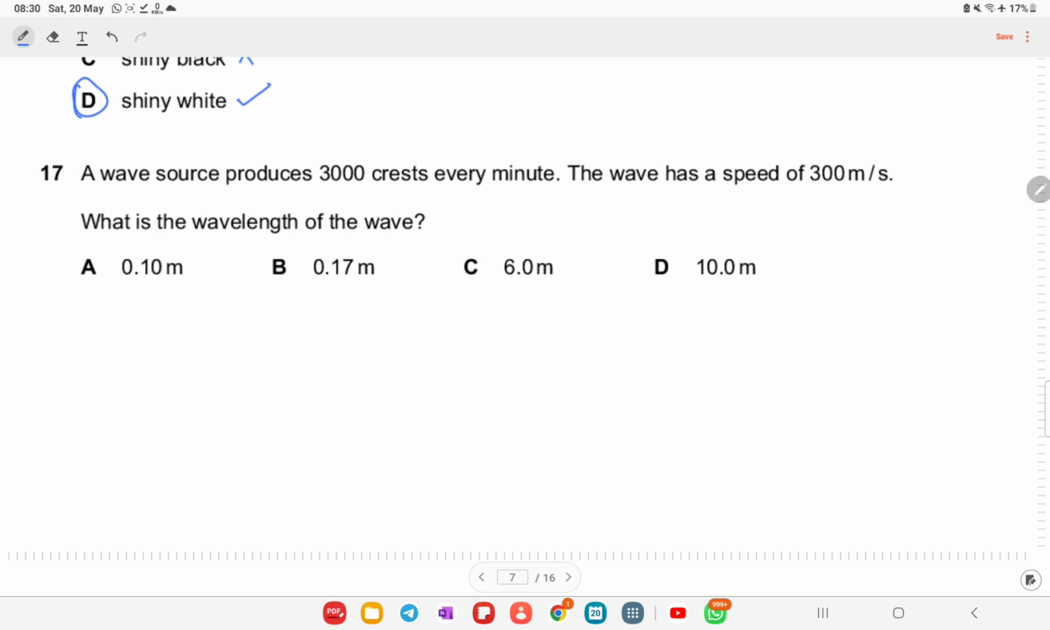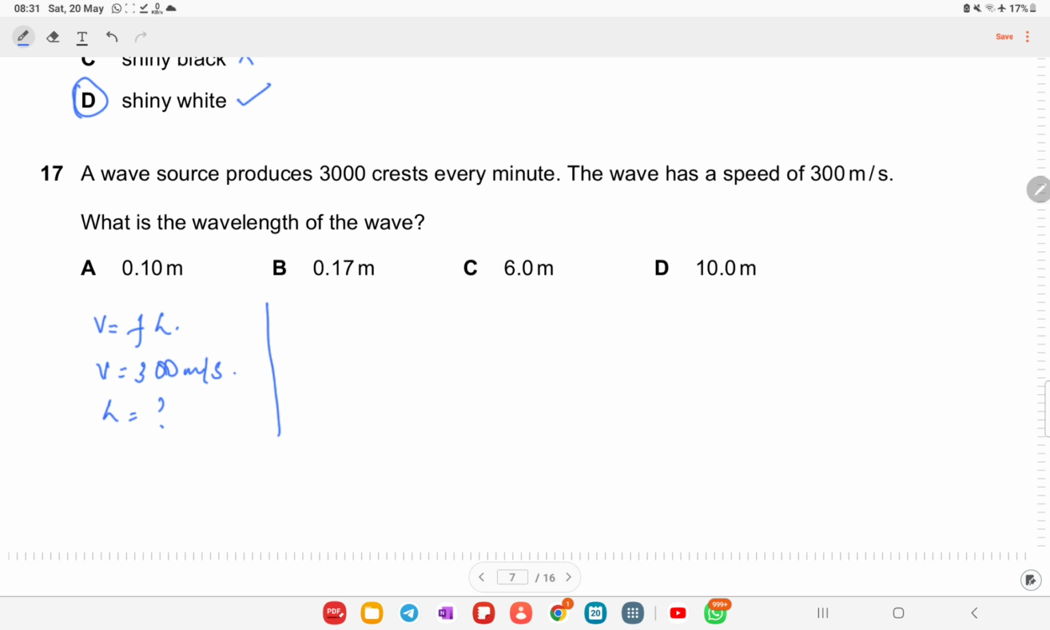A wave source produces 3000 crests every minute. The wave has a speed of 300 meter per second. What is the wavelength of this wave? So we know the formula: v equals f lambda, where v, the speed, is 300 meter per second, and lambda is to be calculated.